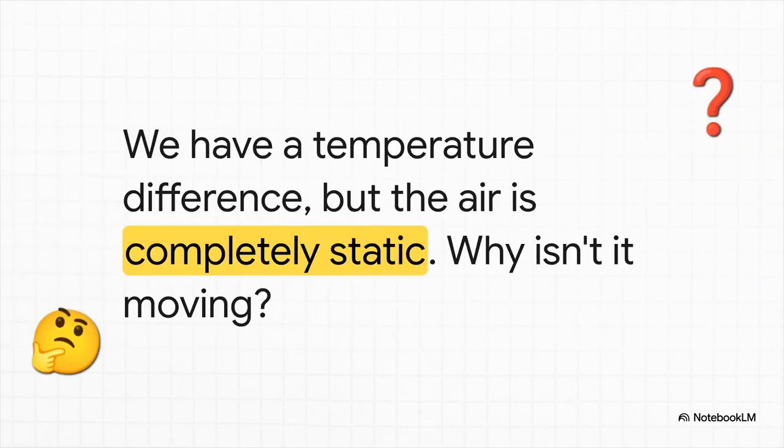So what gives? Here's the puzzle. We have the exact thing we thought causes wind, hot and cold air, next to each other, but everything is just sitting there. It's perfectly layered, sure, but totally static. Why? What are we missing here?